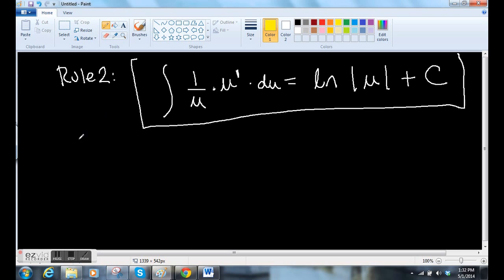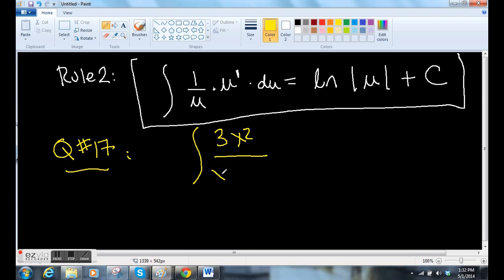So here's an example of how to use this. Question number 17. Suppose you have this integral that is 3x squared divided by x cubed plus 4 dx. And some of you are thinking, hey, you said this was about log functions. There's no log in this. I'm just stuck with a messy integral. Calm down. You are correct. There are no logs here, but there will be a log in our answer.